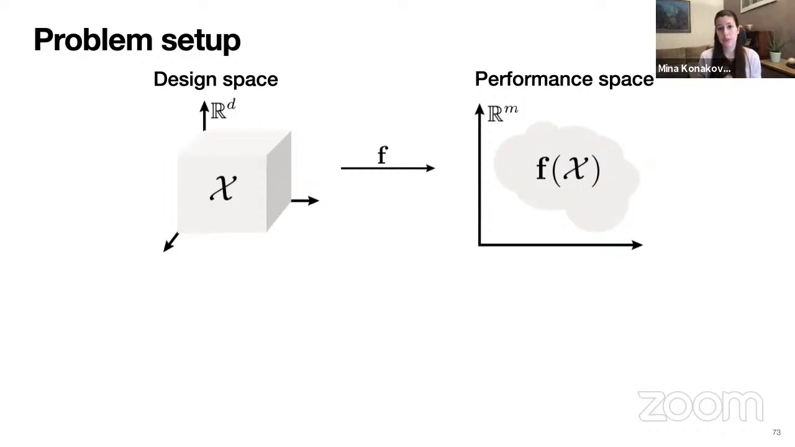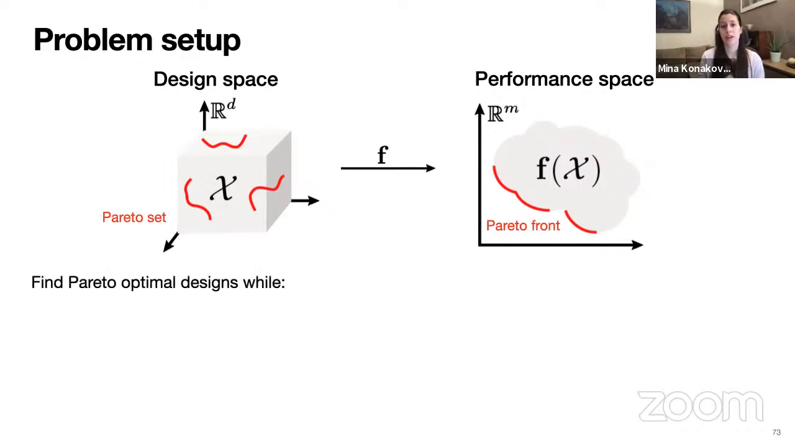Because we have multiple objectives that we want to solve for, we needed to solve a multi-objective optimization problem. And in multi-objective optimization, objectives are often conflicting, leading to a set of optimal solutions with different trade-offs rather than a single optimal design. And we call these designs Pareto set and its image in the performance space Pareto front. And the goal is to find Pareto optimal designs while the algorithm has to take care of 2 key challenges.